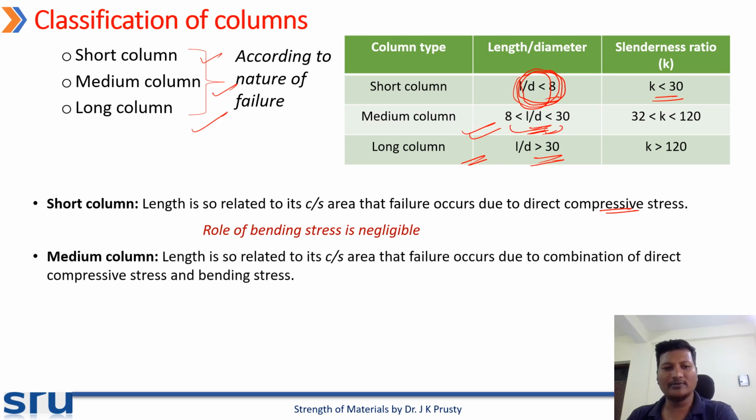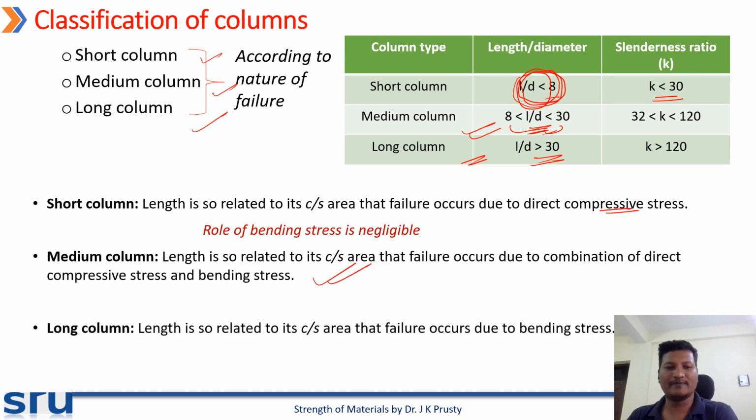So what is the medium column? Similarly, the length is so related to its cross-sectional area that the failure occurs due to a combination of direct compressive stress and bending stress. And a long column is where the length is so related to its cross-sectional area that failure occurs due to bending stress.